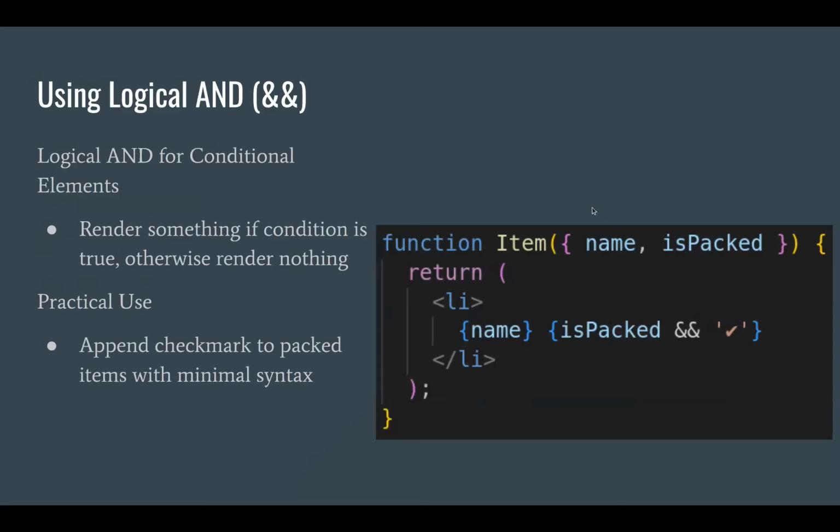Using logical AND. This is another useful shorthand in React. It's perfect for cases where we want to render something based on a truthy condition and render nothing otherwise. In this example, we use a logical AND to conditionally append a checkmark to a packed item. It's one of the clean and efficient ways to include conditional elements in our render output.